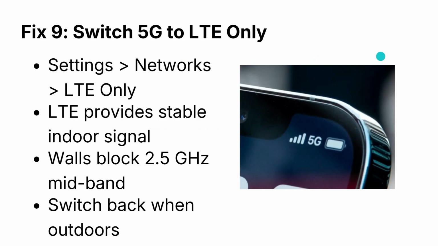Fix 9, switch 5G to LTE only. For that, you need to go to Settings, select Networks, and then select LTE only. LTE provides stable indoor signal. Walls block 2.4 GHz midband. You need to switch back when you are outdoors.